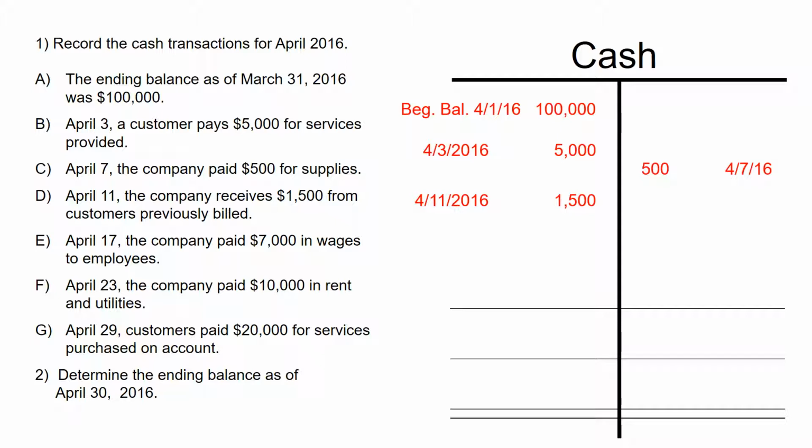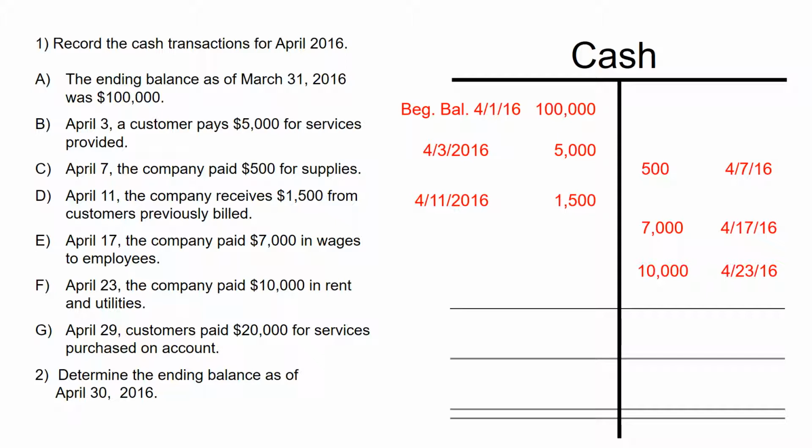E, on April 17th, the company paid $7,000 in wages to employees. The company is making a payment to their employees. It's going to decrease the cash account, so it would be a credit, $7,000. F, April 23rd, the company paid $10,000 in rent and utilities. Again, the company's making a payment, so it's going to decrease the cash account, so they credit the account for $10,000.